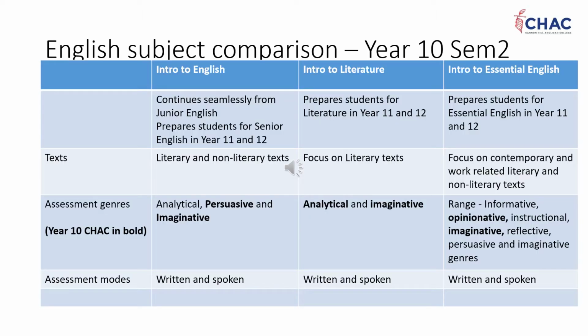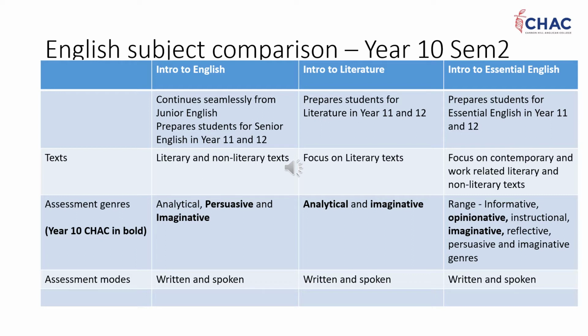Before you make a decision about whether you should study Intro to English, Literature, or Essential English, you really need to have a little bit more of an understanding of the differences between the three subjects. Firstly, Intro to English follows seamlessly from Junior English, preparing students for Senior English in Year 11 and 12. Intro to Literature prepares students for Literature in Year 11 and 12, while Intro to Essential English prepares students for Essential English in Years 11 and 12.